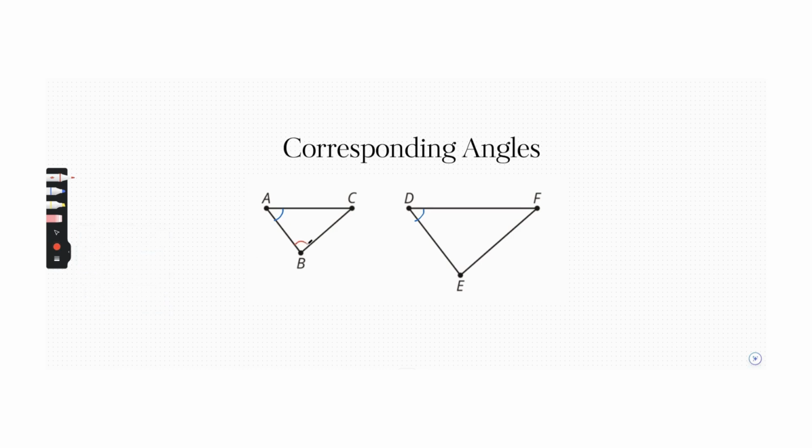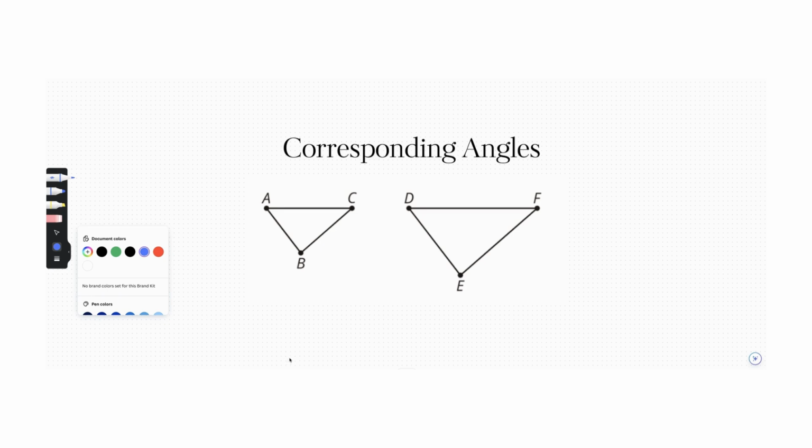Angle B corresponds with angle E. Again, they have the same angle measure. And then finally, angle C would correspond with angle F. So angle A corresponds to angle D, angle B corresponds with angle E, and angle C corresponds with angle F.